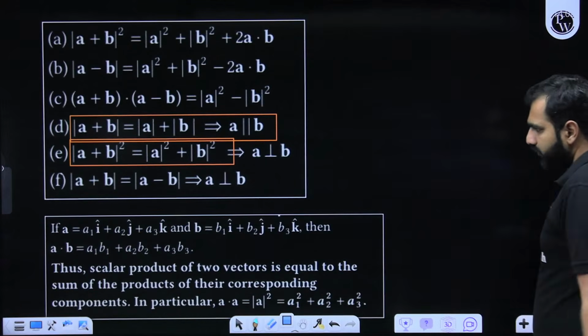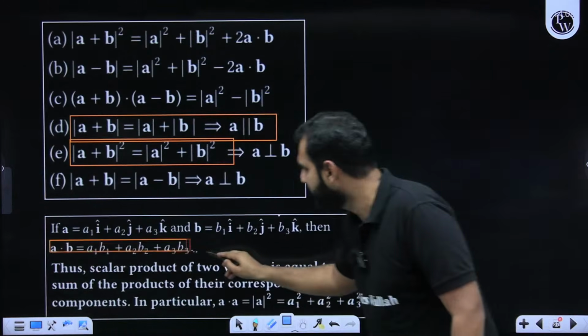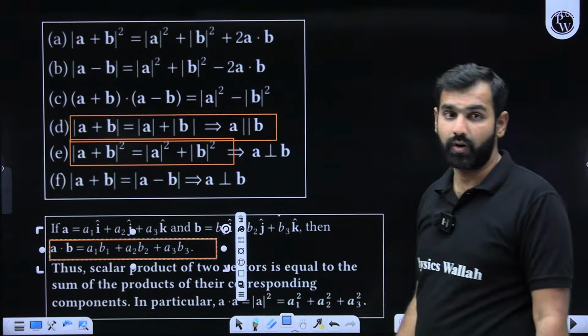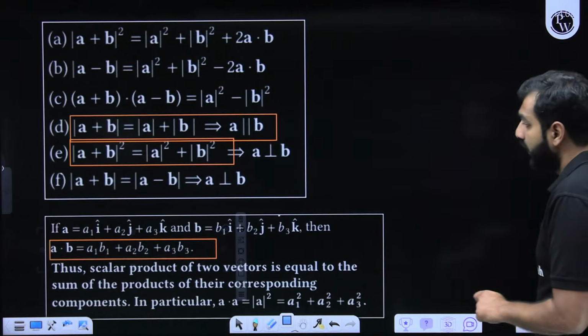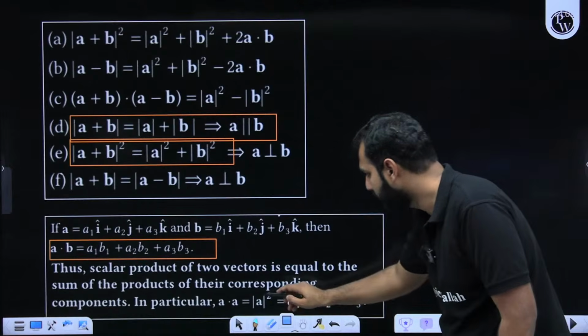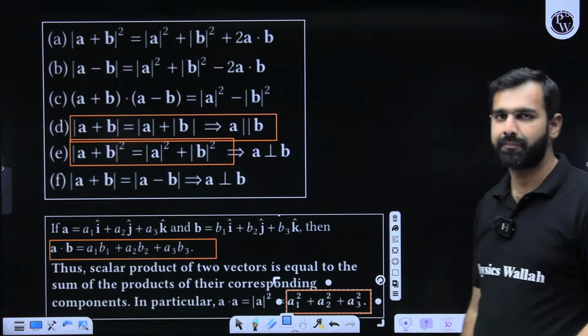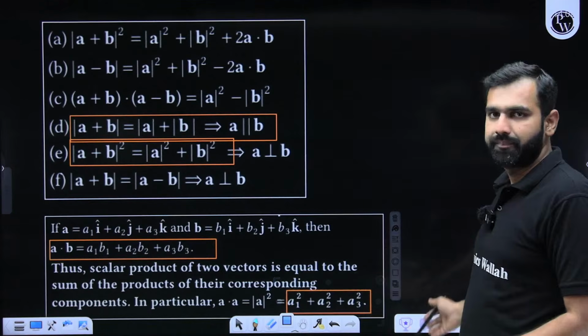Now, vector dot product in the component form, as we have just discussed, this is how you write the dot product in the component form. The second conclusion is this. Here, if you multiply a vector with itself, it simply is nothing but square of its magnitude, because A1 squared plus A2 squared plus A3 squared, that is this only. I hope you got that.